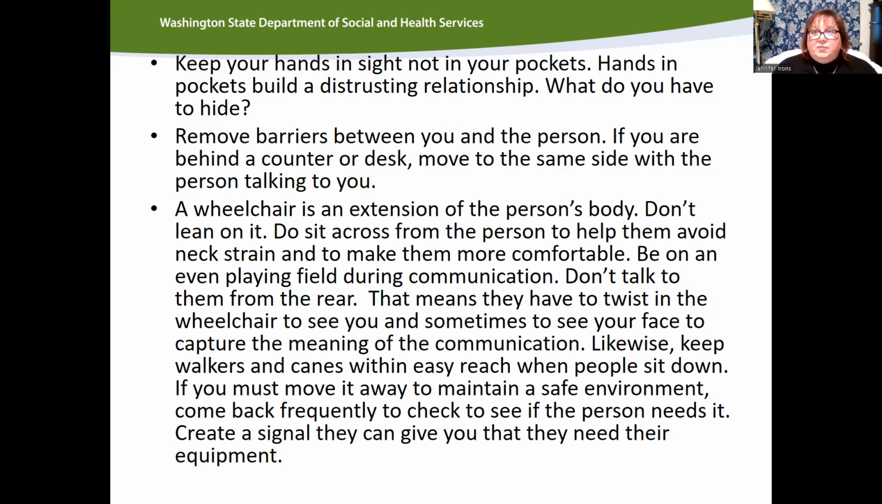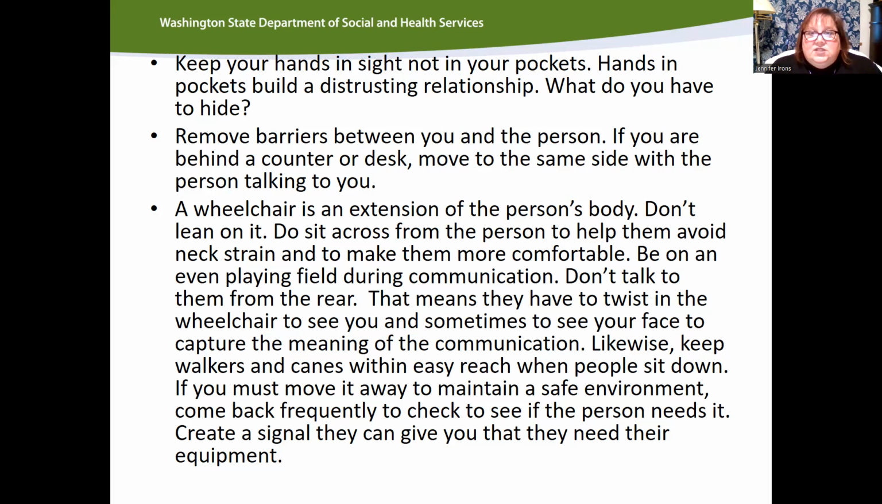Remove barriers between you and the person. If you are behind a counter or desk, move to the same side with the person talking to you. I also want to add to that if you mirror the way they're sitting. So if they're sitting on the table with their hands like this, mirror that. Sit your hands on the table just like that. And look at them. Try to look at them the same way they're looking at you. Mirroring their body and their expressions gives them a safe space to be.